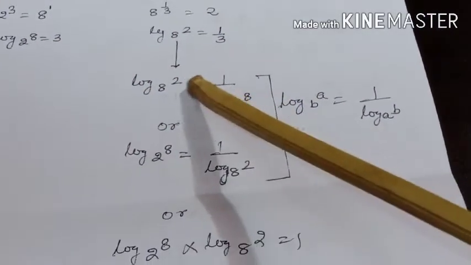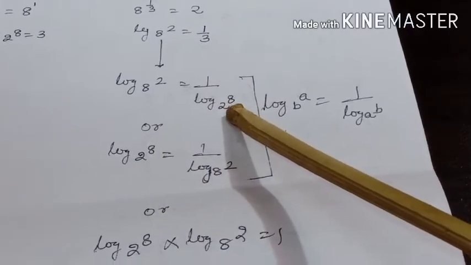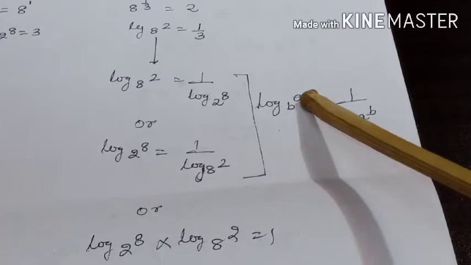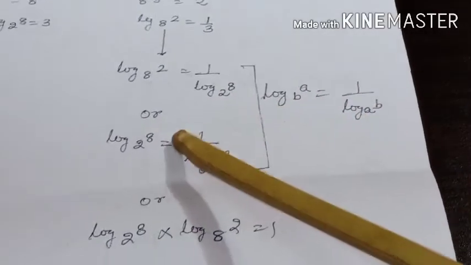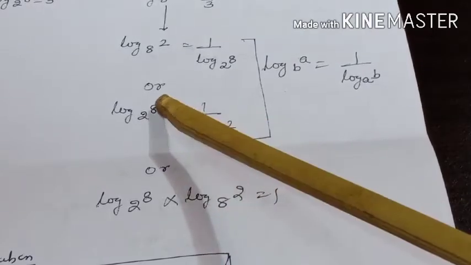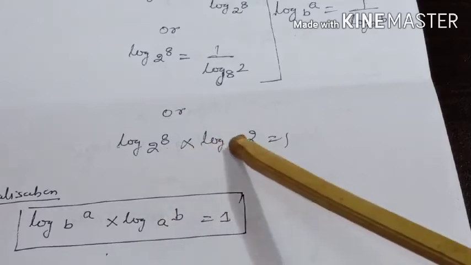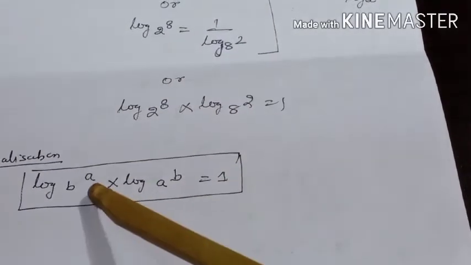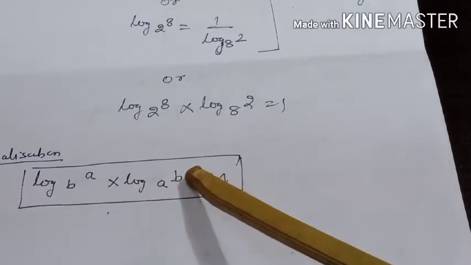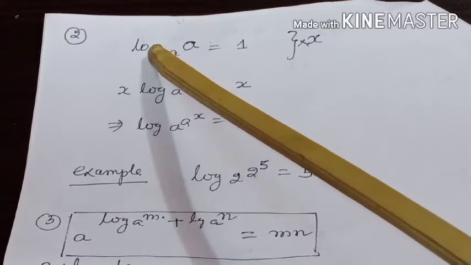So we can say that log 2 to the base 8 is the same as 1 by log 8 to the base 2. Or in general we can say that log a to the base b is the same as 1 by log b to the base a. So if we multiply this into this, we'll get the result: log 8 to the base 2 into log 2 to the base 8 is equal to 1. So your generalization is log a to the base b into log b to the base a is equal to 1. We are coming to the next fact.